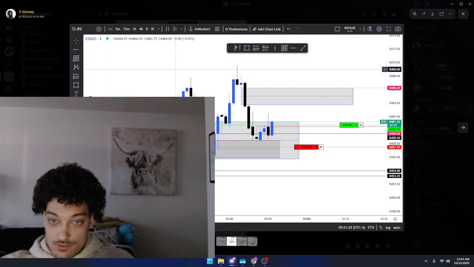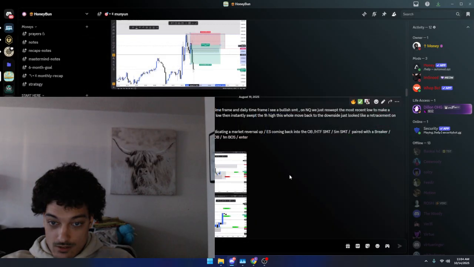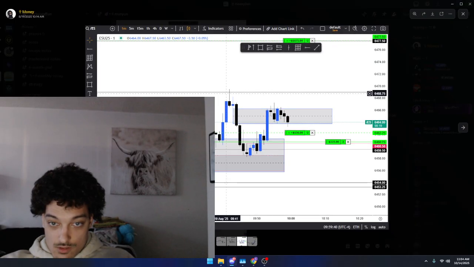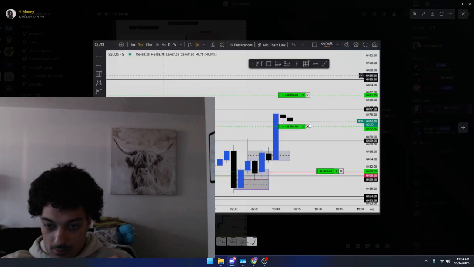So what we see right here. This had to be a what? I don't know exactly what that is marked up. Boom. So where's the breaker structure? Boom, breaker structure. This right here will be a breaker block. Oh, actually no, we didn't break structure yet. This will be a breaker structure now. I don't know what happened with this trade.